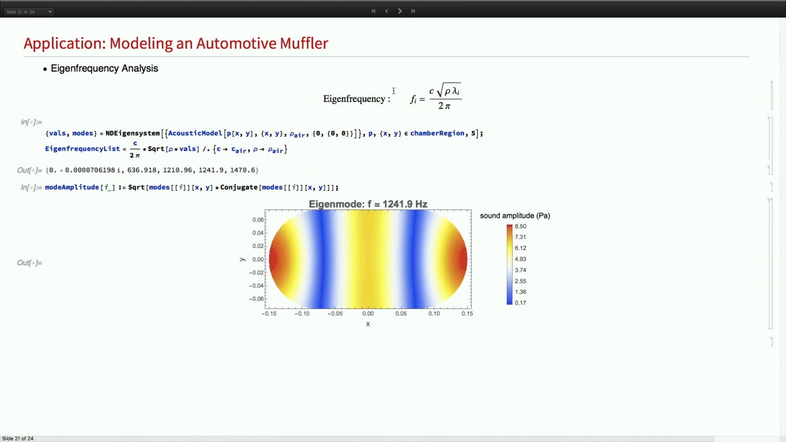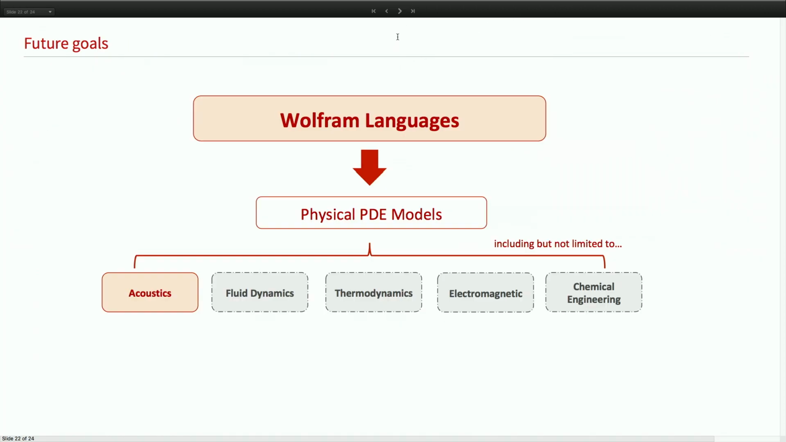And if you are interested in the eigenfrequencies and the eigenmodes of your system, you can solve the PDE model using the built-in function called NDEigensystem. You give the function how many eigenfrequencies and eigenmodes you want, and the output will be a list of eigenfrequencies. And here is the visualization. So this is pretty much how we model acoustic systems in the Wolfram language.